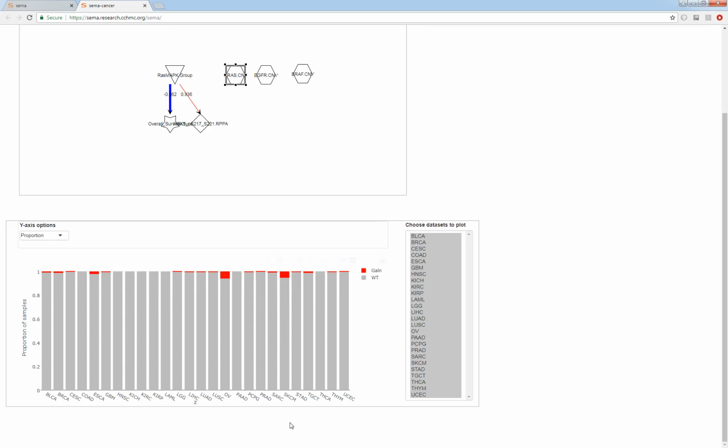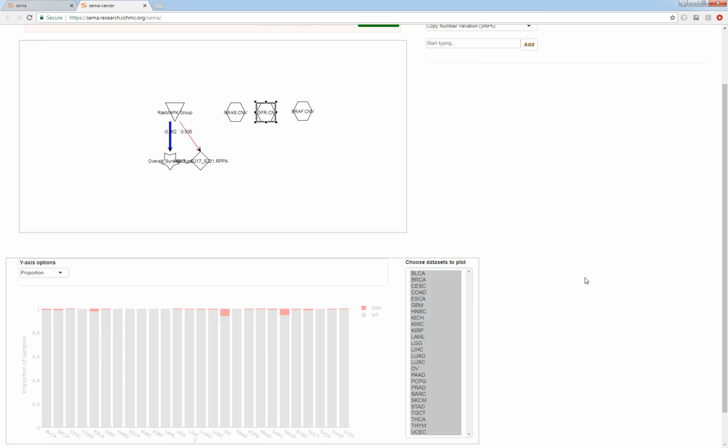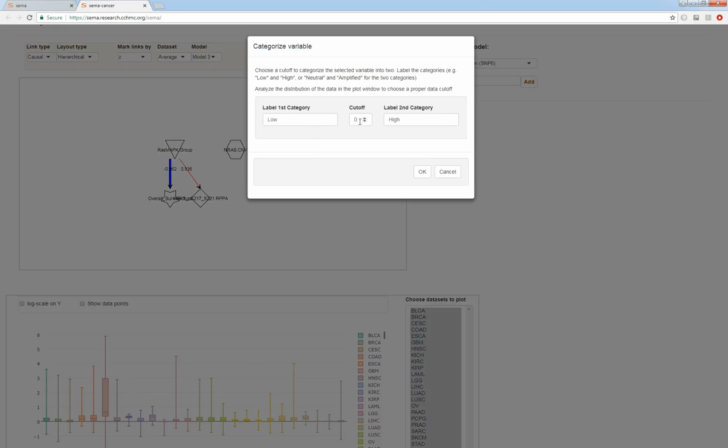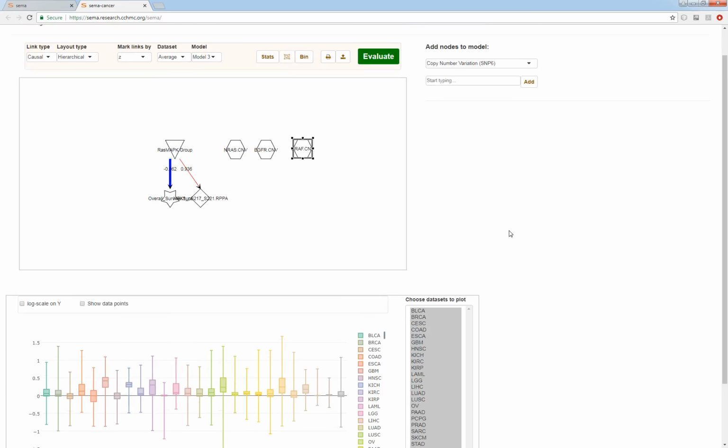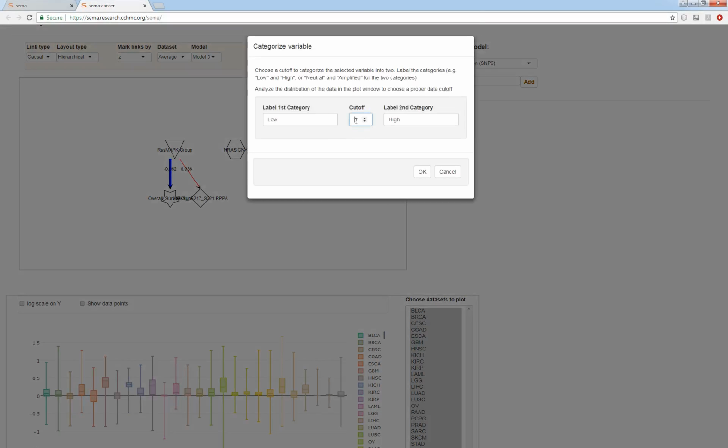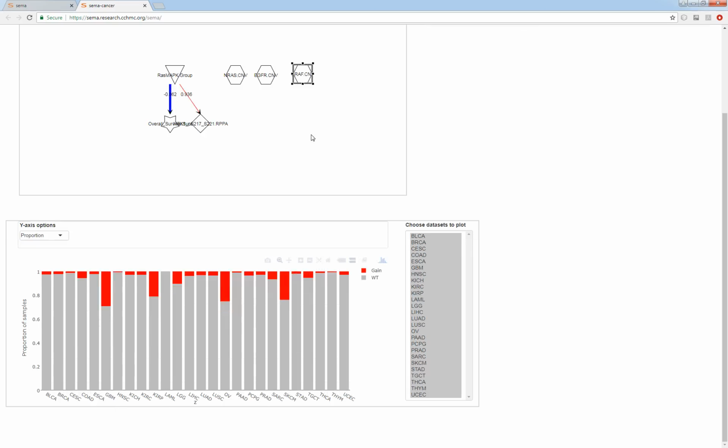NRAS is frequently copy number altered. We see copy number gains in melanomas and in ovarian carcinomas. Let's binarize EGFR similarly. Same cutoff, and yeah, in GBM, as you would expect, there are very high amplification rates. Now let's do the same thing for BRAF. Yeah, so it's frequently amplified in GBMs, in kidney papillary carcinomas, in ovarian cancer, in melanomas.